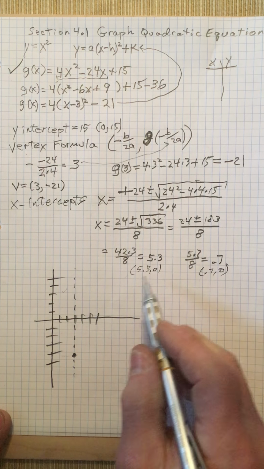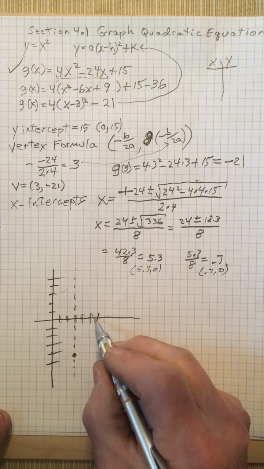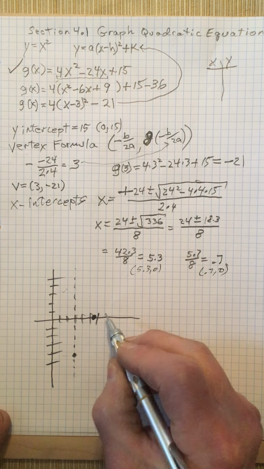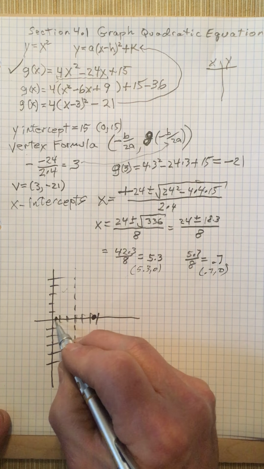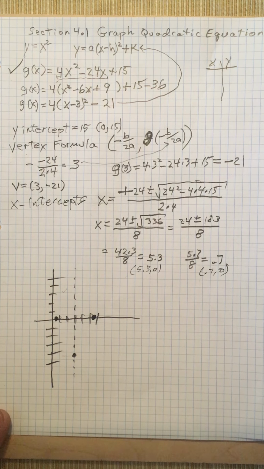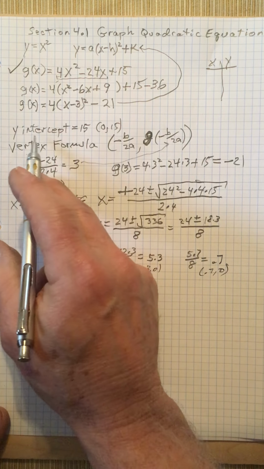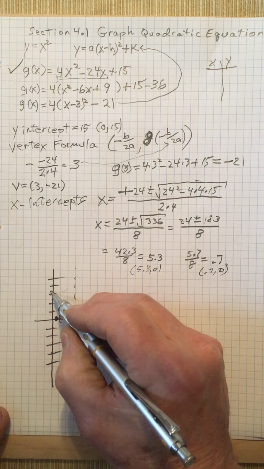Again, it's not required. Okay, we have x-intercepts. 1, 2, 3, 4, 5, and a little bit more, so there's 5.3. And 0.7, that's almost 1, but not quite, so that's about there. And then we have a y-intercept way up here at 15: 5, 10, 15, right here.